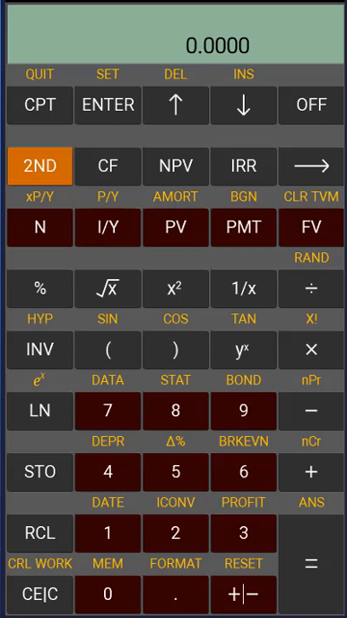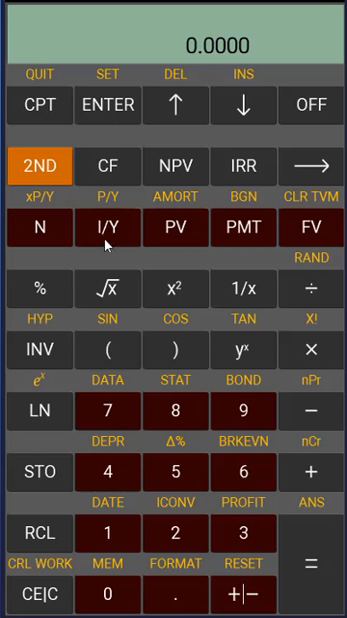Especially in an exam situation, you have to solve these questions in a really efficient manner, so this calculator really comes in handy. As you can see, there are keys which are really important from the time value of money perspective, which you see on the third row. It has N here, which represents the number of years.